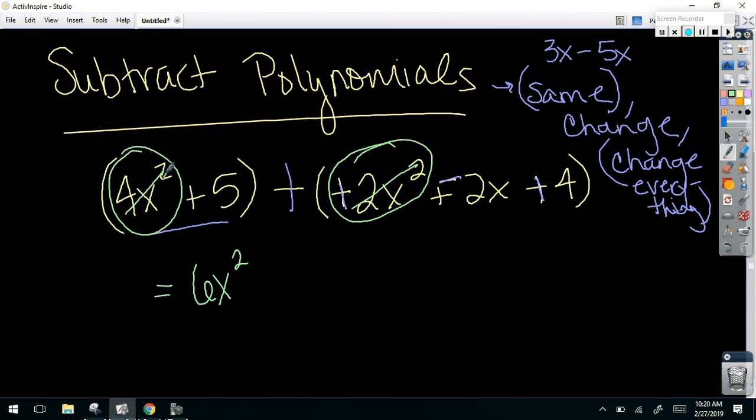All right, so now I've got a power of 2. What's the next power I need? 1. Do I have any powers of 1? Yes, nothing goes with it. It's on its own. It's a loner. But it's still a negative 2x, right? And I'm done. And then the constants. Yes, you're right, Kennedy. It's plus 9. So really, subtracting is just adding. You just have to rearrange it or change it a little bit before you add it.